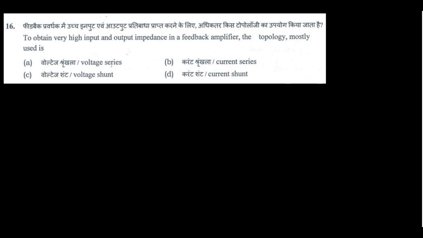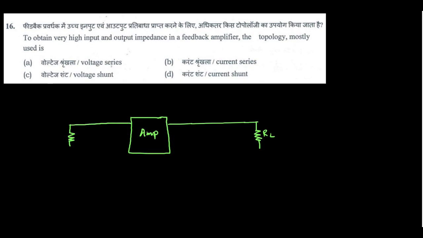Question number 16. To obtain very high input and output impedance in a feedback amplifier, the topology mostly used is. So we have an amplifier. We have the output and we are connecting it to a load. To obtain very high input impedance, here also we should have a source resistance, RS. Now the feedback should increase the input resistance as well as the output resistance of the amplifier.